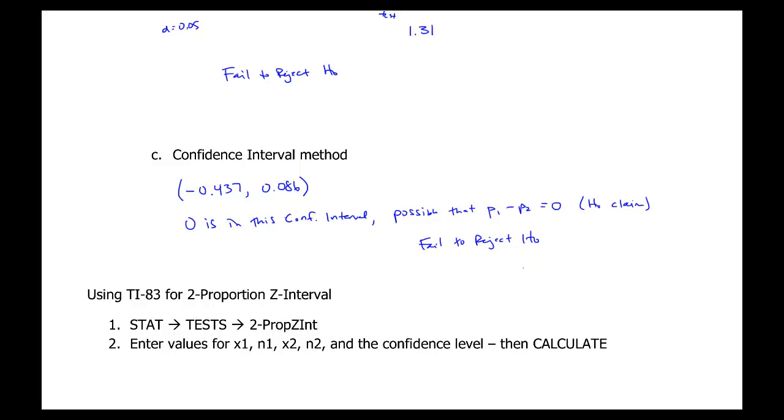And again, you could write a conclusion that says that means that there's no difference between the 2 groups, or that group 2 isn't better than group 1. But the main idea is the same. For all 3 of these methods, we get the same result and same conclusion.